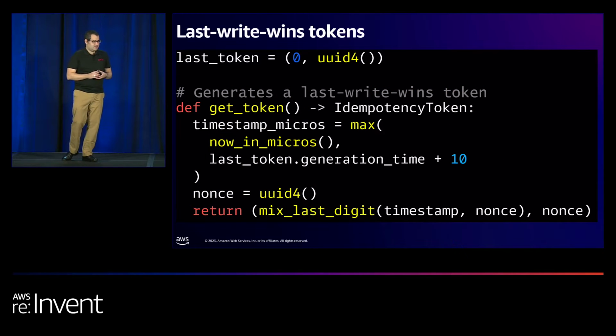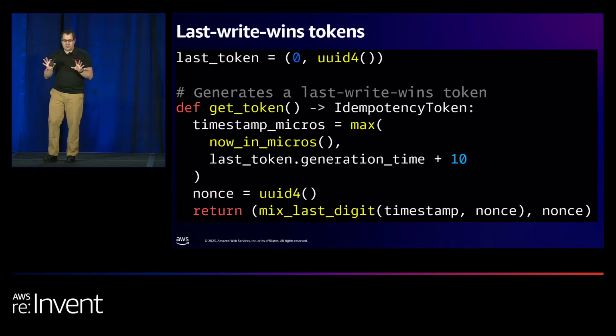So what does that look like for a last write wins token? It's pretty simple. You can just get the timestamp, add a random nonce, and then we like to mix the random nonce into the last digit of the microsecond timestamp, just to increase the probability that things are different across machines.